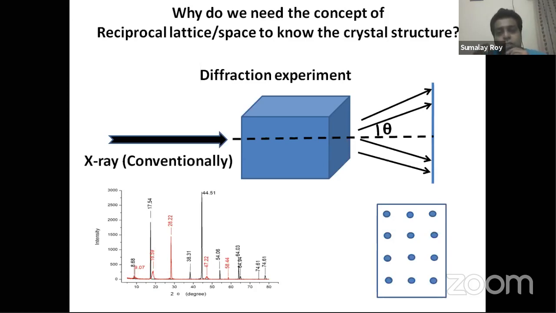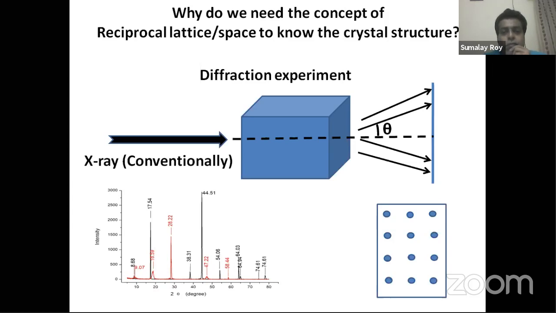So X-ray is not only the probe. But conventionally, for a bulk material, X-ray has been used for almost more than 100 years now. So this is a conventional diffraction experiment to study the lattice structures or the lattice spacing in a solid. Now, how do you do it?